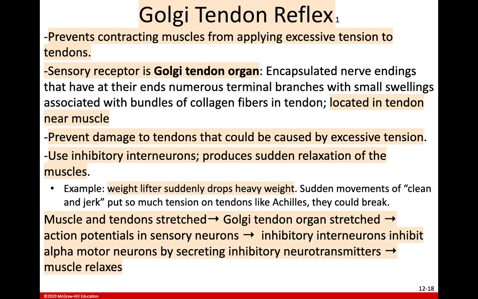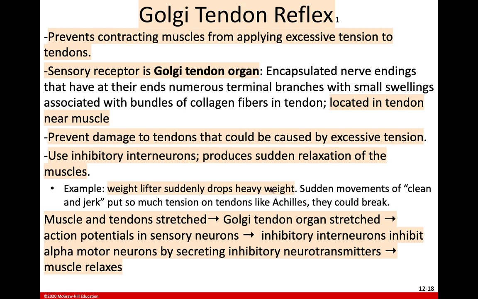This prevents a contracting muscle from applying excessive tension to the tendons. So you're contracting your muscle, like you're lifting a heavy weight, for example, and then you drop that weight. Well, you don't want to keep contracting that muscle, because what you're going to do is pull against the tendon too much, and then that is going to damage the tendon, might possibly tear it or break it, which would not be good. So this Golgi tendon reflex is going to prevent a contracting muscle from keeping on contracting whenever there is excessive tension.